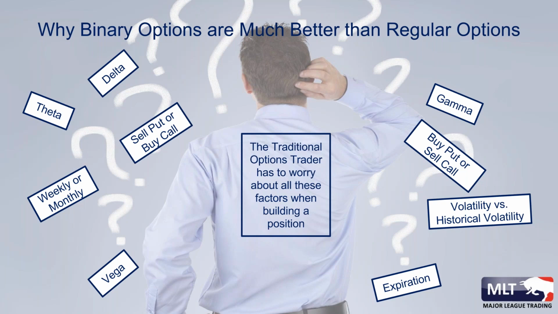So why are binary options so much better than traditional options? Well, with traditional options, traders have to worry about all these factors when building a position. Are you gonna buy a put, sell a call? What's the theta on it? How much are you gonna lose every day if the stock doesn't move? The delta, do I go with a weekly? Do I go with a monthly? What expiration am I picking? What does the volatility versus historical volatility look like? These are all factors that you need to be aware of when trading traditional options.